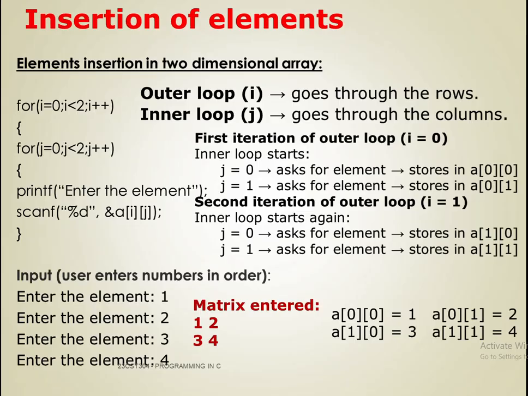In the first row we receive 1 and 2, in the second row we receive 3 and 4. Therefore the output matrix has 1, 2 in the first row and 3, 4 in the second row. Always remember, the outer loop is for rows, the inner loop is for columns. This is one of the most important points to remember.